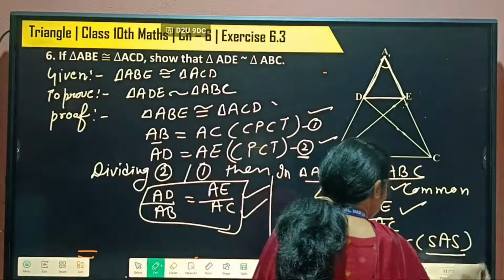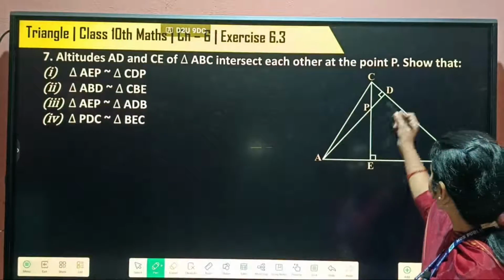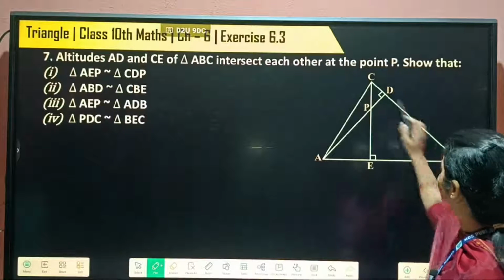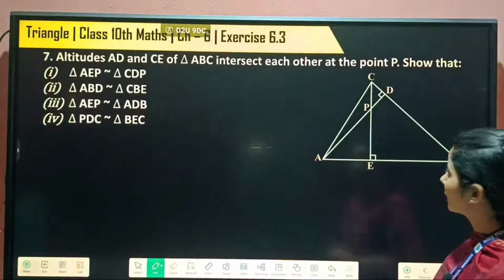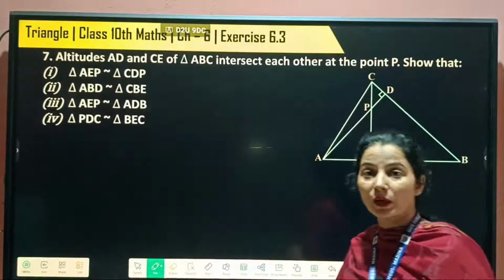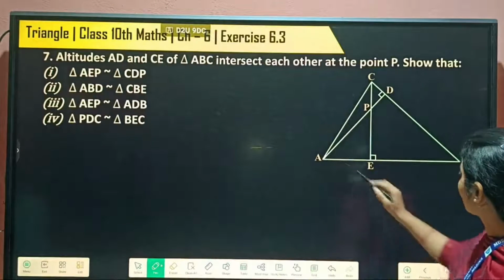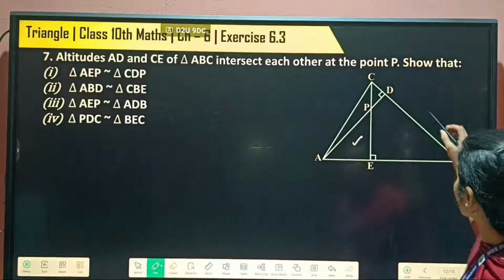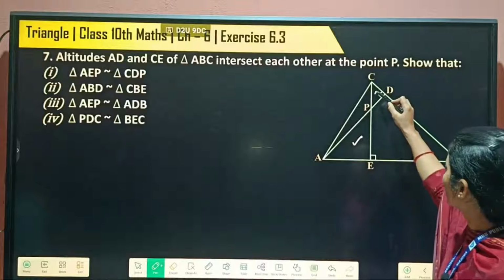Next question. What is next? Question number 7. Altitudes AD and CE of triangle ABC intersect each other at the point P. These altitudes are intersecting each other at point P. Show that, what is the first part? Triangle AEP and triangle CDP, these two triangles we have to prove similar.